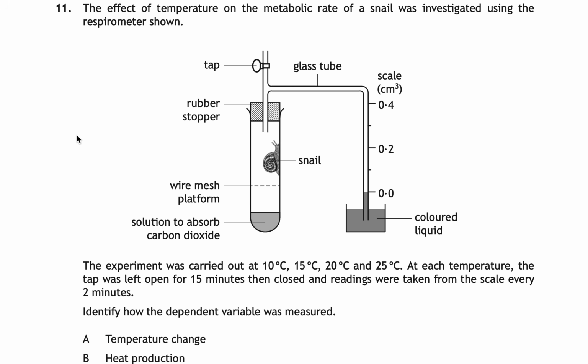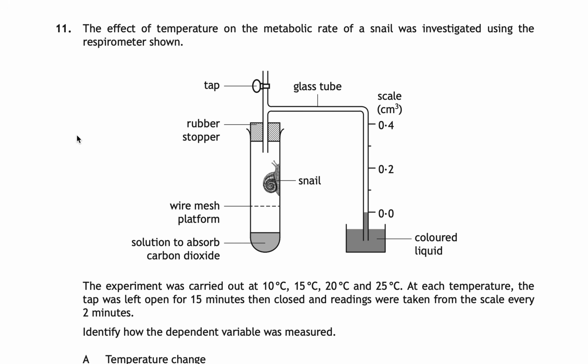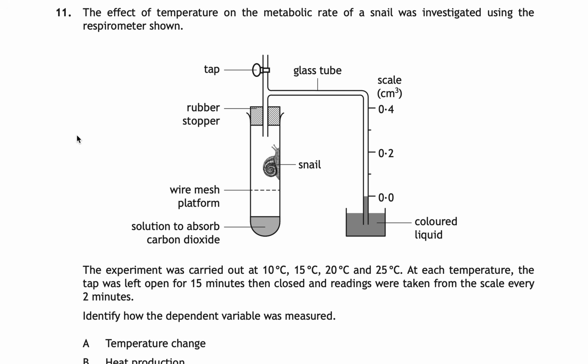The correct answer for question 11 is answer C. So the dependent variable here would be oxygen consumption. The reason for this is a bit of an experimental design question. In this respirometer, the snail is going to be respiring. However, there is a solution here that's going to absorb carbon dioxide, so that shouldn't have any effect on the movement in this tube.